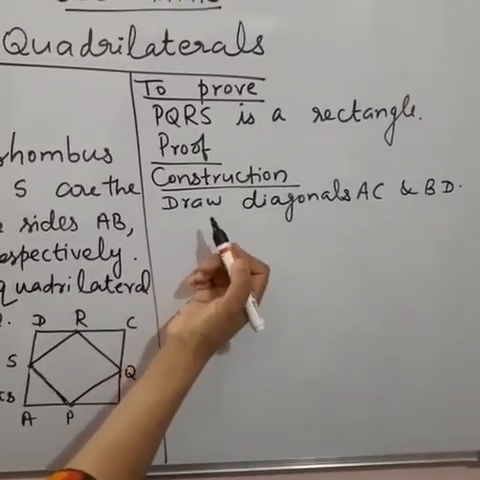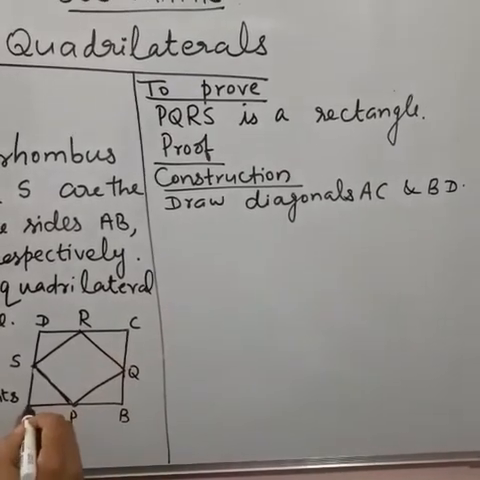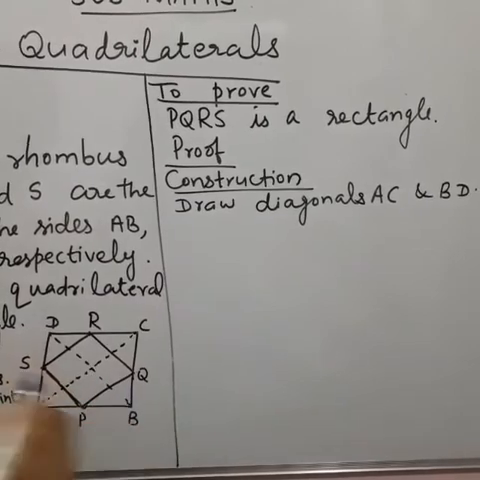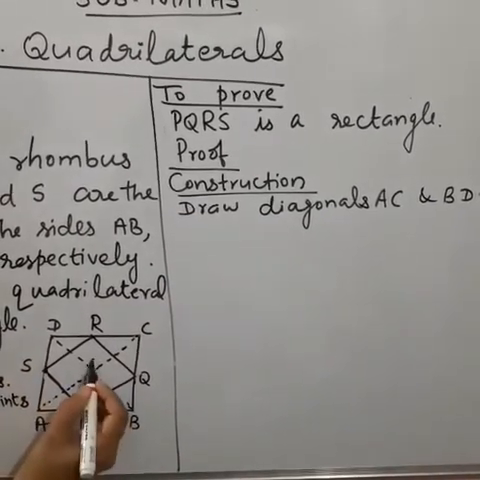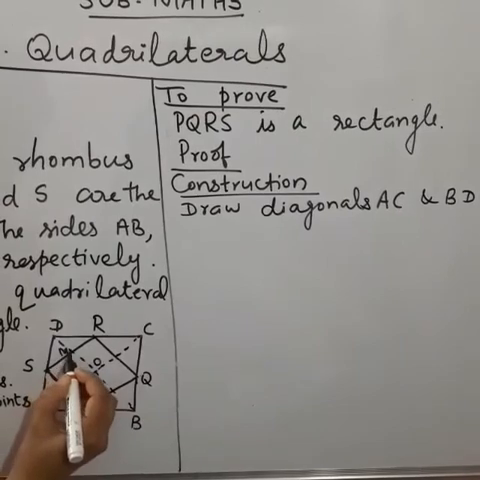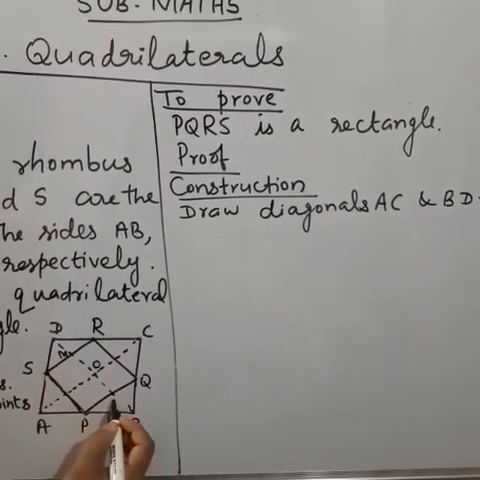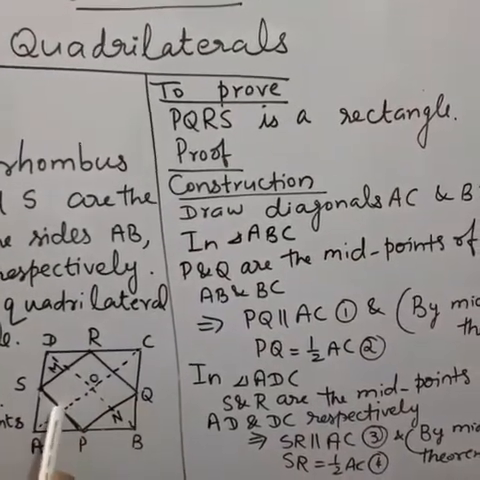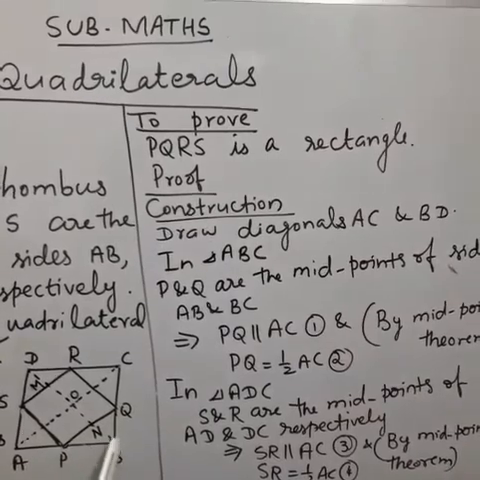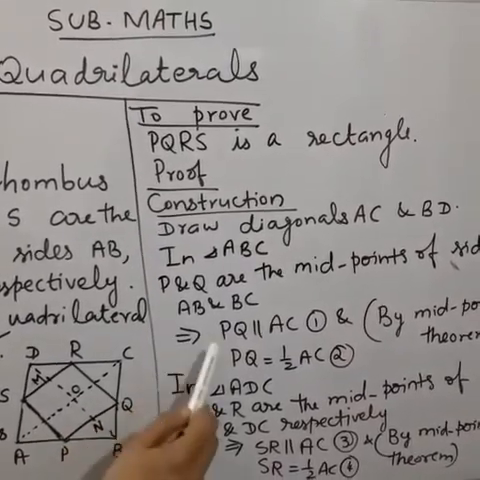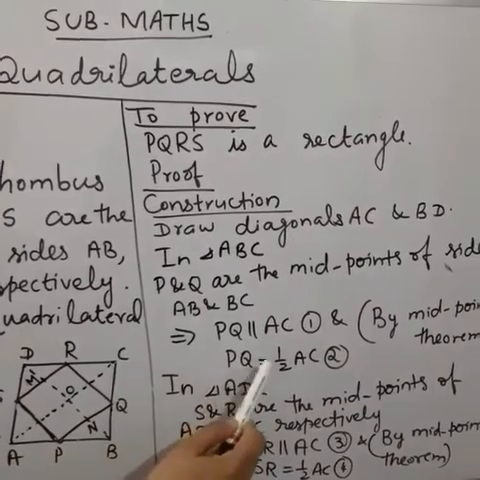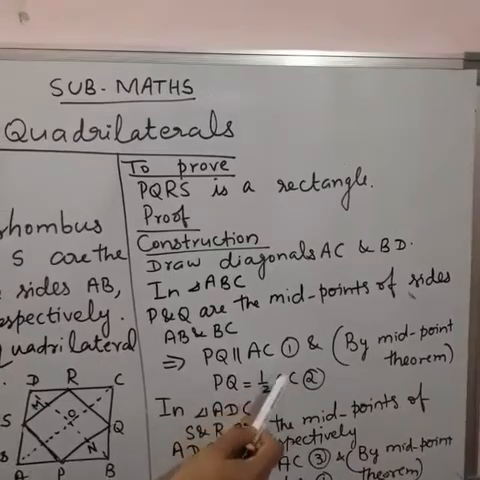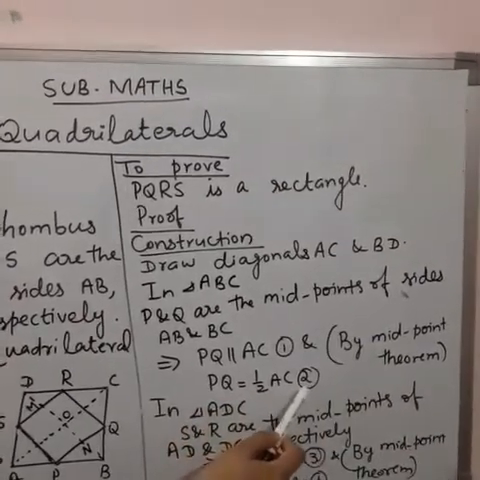So in construction we have to draw diagonals AC and BD. Draw the diagonal AC and BD. Let this point be O, this point M and this N. In triangle ABC, P and Q are the midpoints of AB and BC. Therefore, PQ parallel to AC and PQ is equal to half of AC by midpoint theorem. Take PQ parallel to AC as equation 1 and PQ equal to half of AC as equation 2.